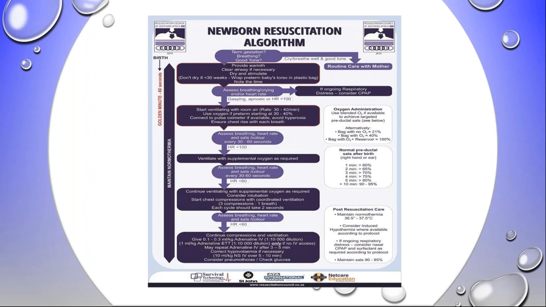Next, we assess breathing, heart rate, the color, every 30 to 60 minutes. If the heart rate is above 100, we'll just assess the baby. If it's below 100, we can now consider to ventilate the baby with supplied oxygen. We assess the breathing, the heart rate, and the color. If the heart rate in the prem drops below 80 or in the term baby below 60, you have to start chest compressions. At this stage, it will be 3 compressions to 1 breath.